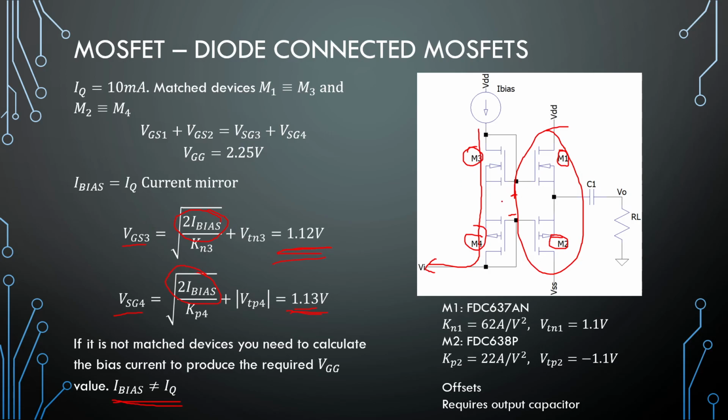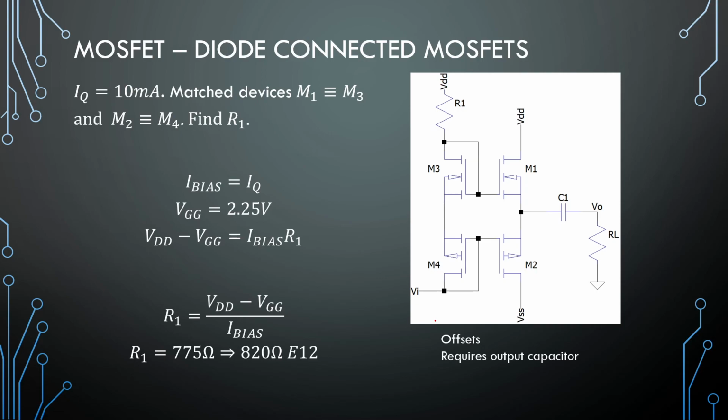But if you use matched devices, IQ and I bias will be exactly the same, and it will be a current mirror. Okay, so the only thing that you need to supply here for the bias is 10 milliamps, and you will have 10 milliamps flowing on the other side as well. Okay, so you can bias this using one resistor, assuming that this is a ground point. And then we have VDD minus VGG is I bias times R1. And you can calculate R1's value.